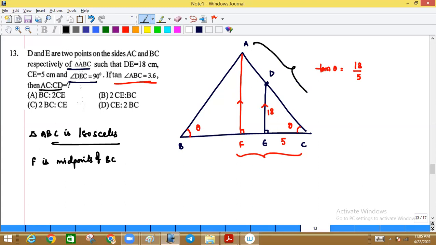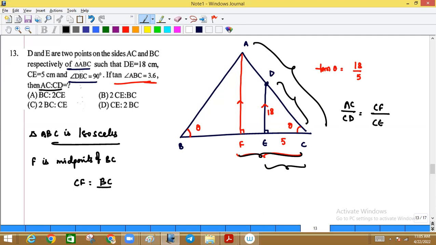See, this is AC by CD. I'll take AC by CD is equal to, AC means what is the corresponding side? CF. And CD means CE. But CF is what? Length of CF is BC by 2. So by 2 CE, what is the answer? BC by 2 CE is the answer.